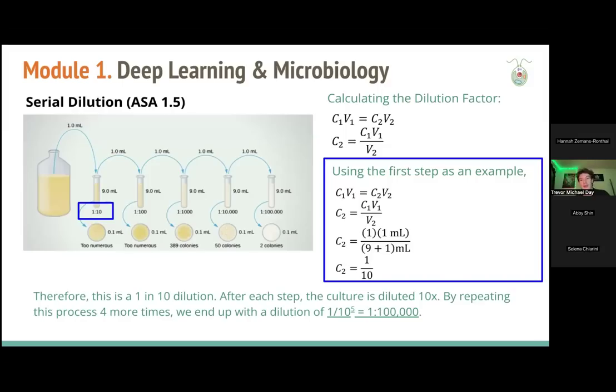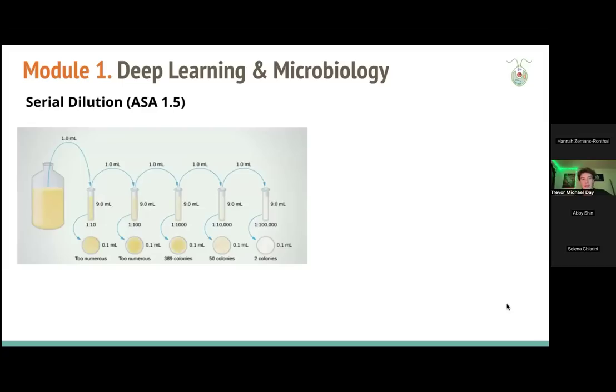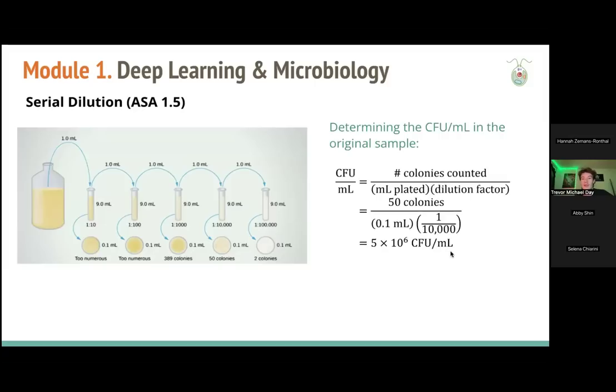But I want to show you, and if we could go to the next slide, I want to show you another common question that you can get with serial dilutions. So we're going to be using the exact same schematic that I just told you about and that we just went through. And this time we're going to be asked, and if you could advance to the next slide, we're going to be asked to determine the concentration of our culture in the original sample.